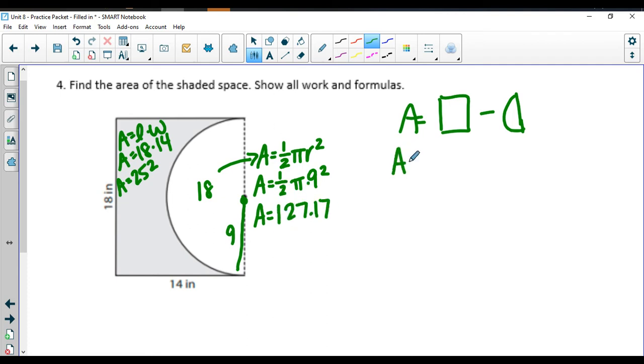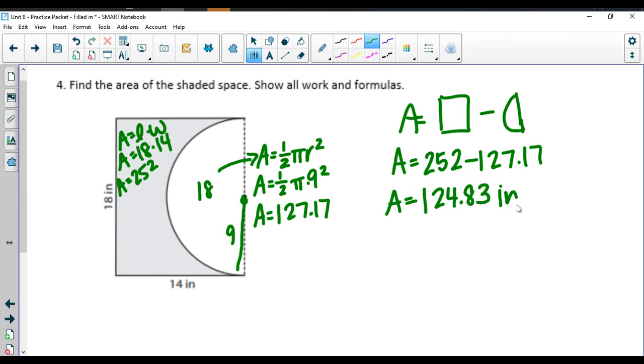127.17. So to get my overall area, I have 252 for the rectangle, 127.17 for the semicircle, and 252 minus 127.17 leaves me with 124.83 inches squared.